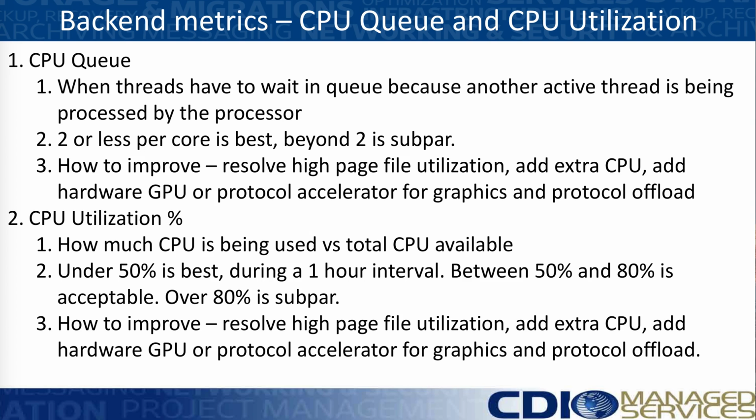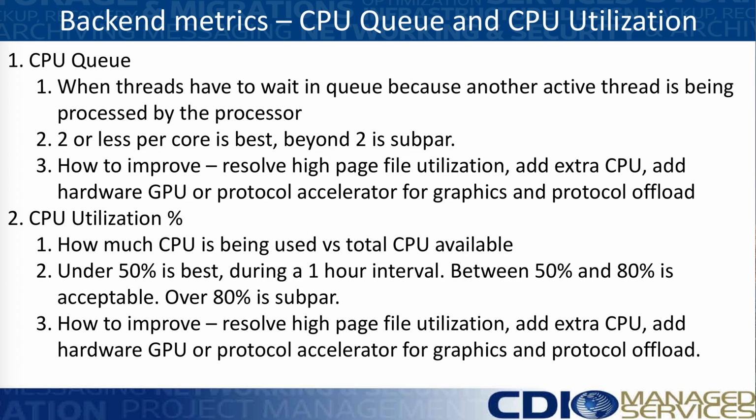CPU utilization. This is the second most important metric: how much CPU is utilized versus total CPU available. Well, what you want to have is under 50% during a 1 hour interval. If you have between 50 and 80%, it's okay, but over 80% is not good. How do you improve? Same thing as CPU queue. You need to resolve high page file utilization, then you need to add CPUs. If that doesn't help, you need to add hardware GPU offload and protocol accelerator offload.